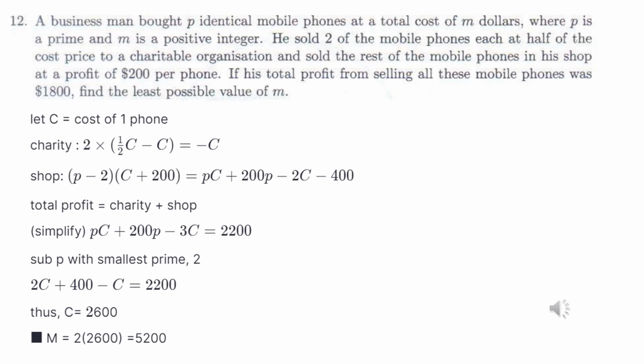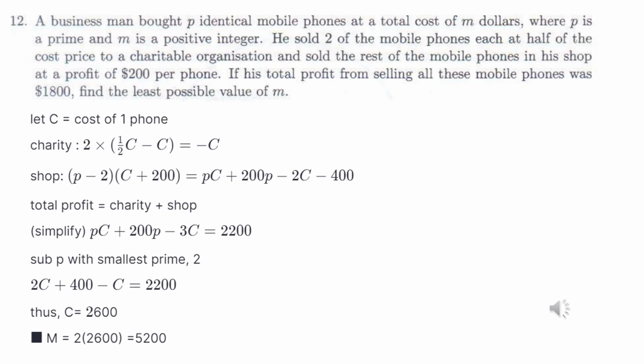Okay, let's read the question. A businessman bought P mobile phones at a total cost of M dollars, where P is a prime and M is a positive integer. So what is a prime? A prime is a number whose only factors are 1 and itself. For example, all the primes under 10 are 2, 3, 5, and 7.